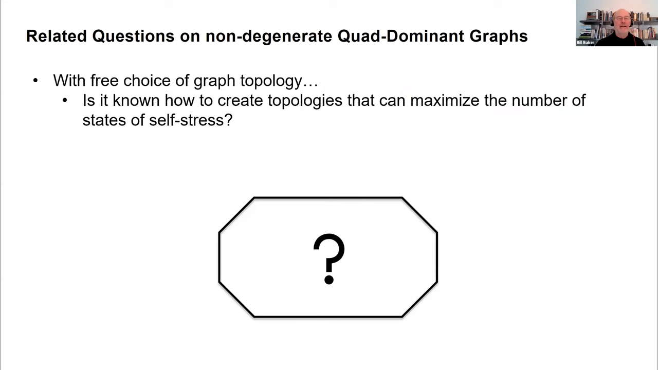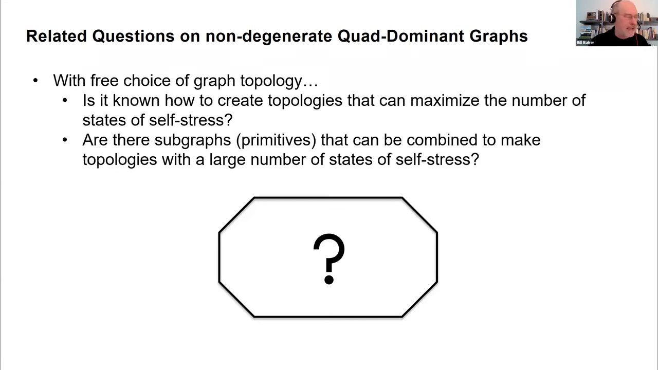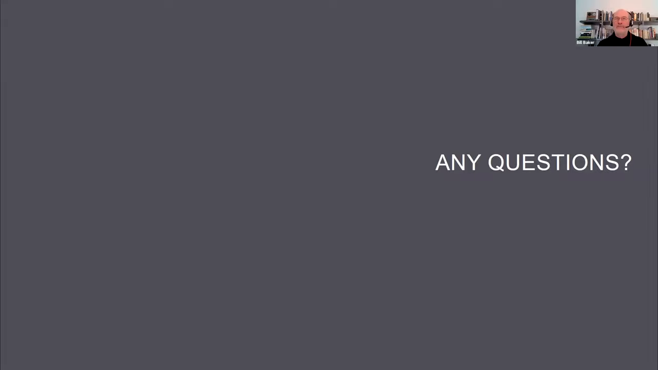And a related question to that is, how can you create those topologies? One of the questions we have as designers is, can you give us a menu? Are there subgraphs, primitives, that can be combined to make topologies with a large number of states of self-stress? Do we start adding dessert diagrams together? Do we have little what we call wedding cakes or little pyramids that we sprinkle in and add together in such a way that you create a graph that does that? So now I have any questions, and from my point of view, even more importantly, do you have any answers?